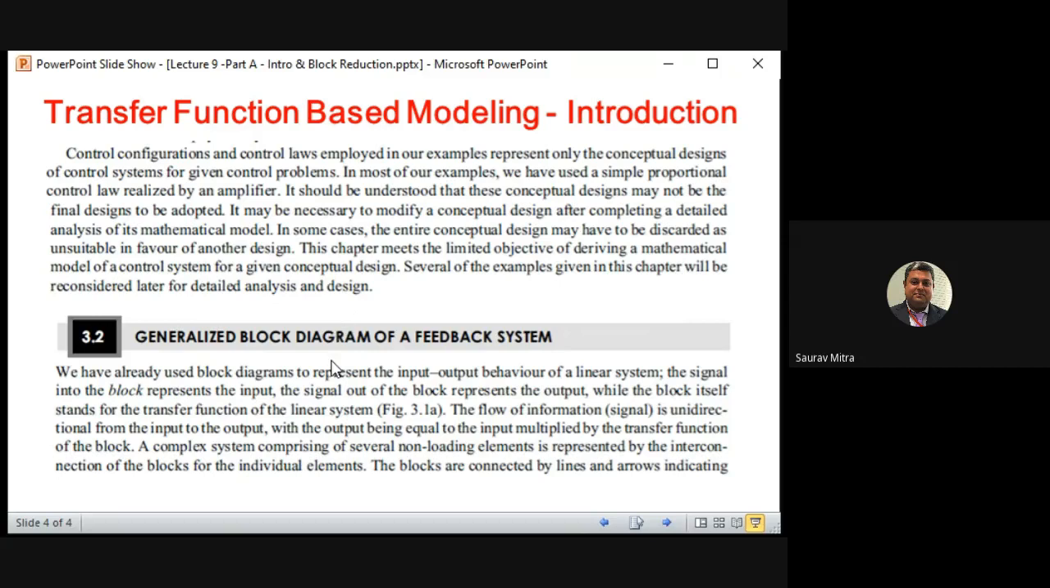So, the generalized block diagram of a feedback system. What are the ingredients of block diagram preparation? All those things we will see. And what are the laws of block diagram reduction? That we will see in today's lecture.